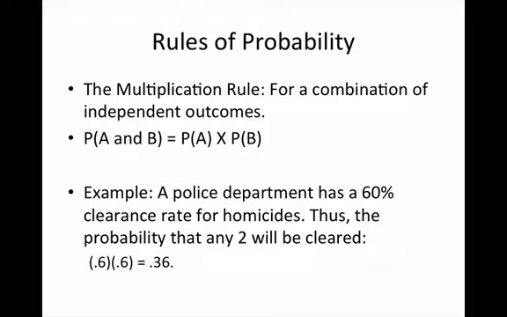So as an example, also from the criminal justice literature, if I know that a police department has a 60% clearance rate for homicides, I might want to know what the probability is that any two are going to be cleared, in which case the probability of 1 is 60% and the probability of 2 is 60%. So if I multiply those together, 0.6 times 0.6, I get a 0.36 probability that any two homicides in a given department are going to clear.